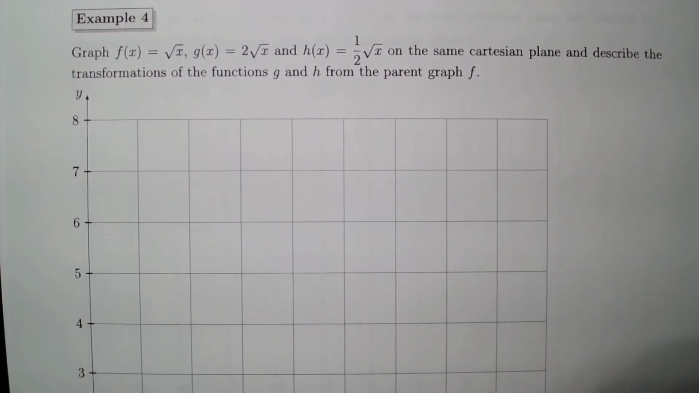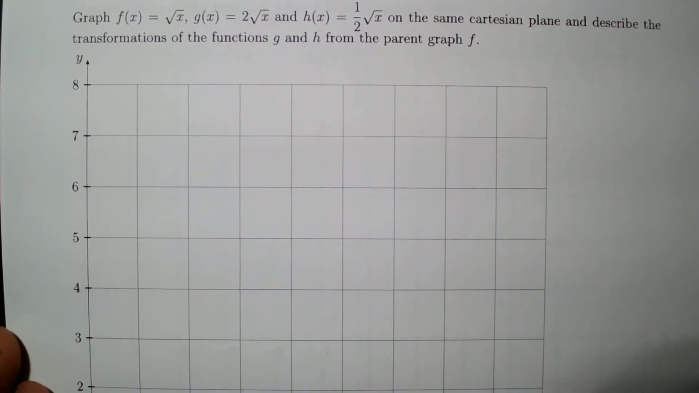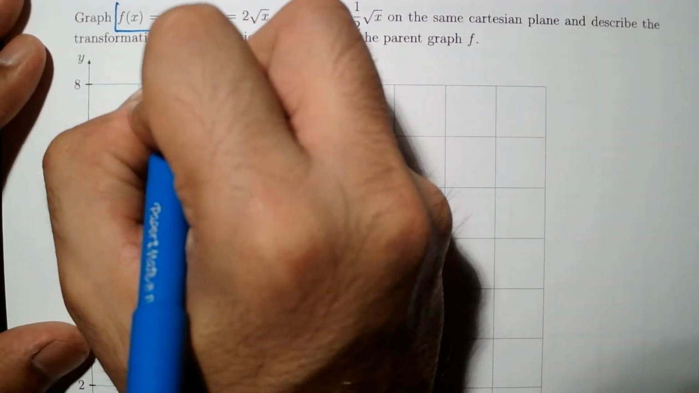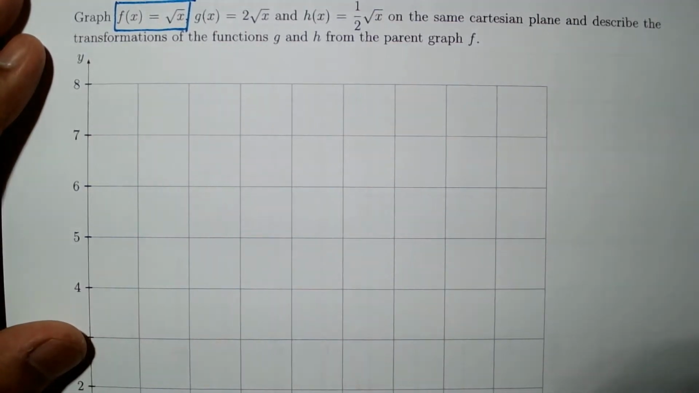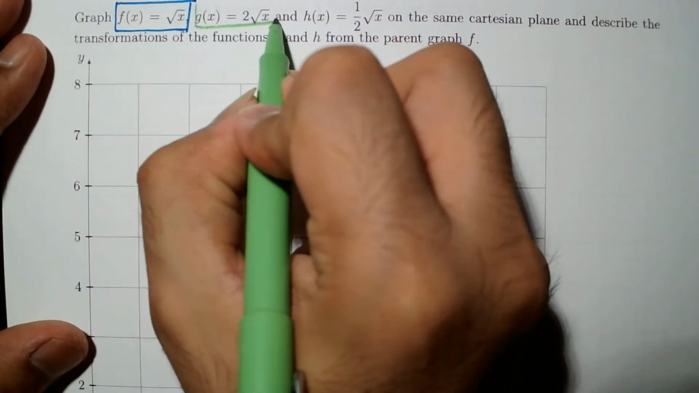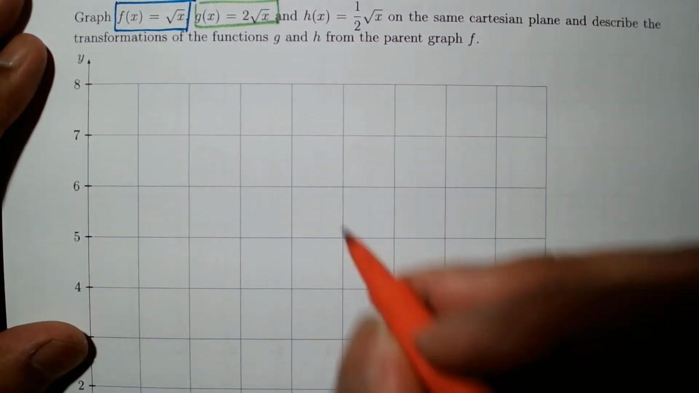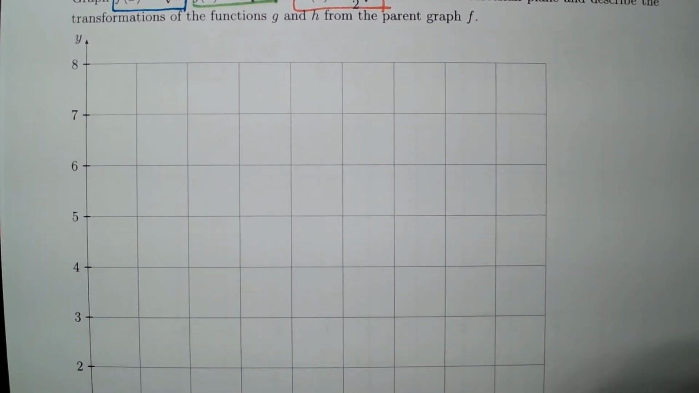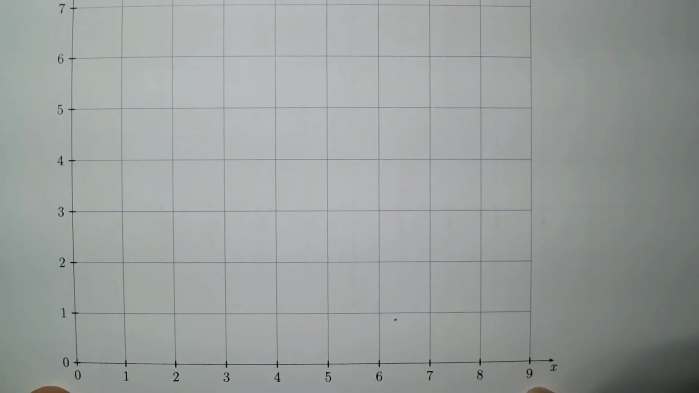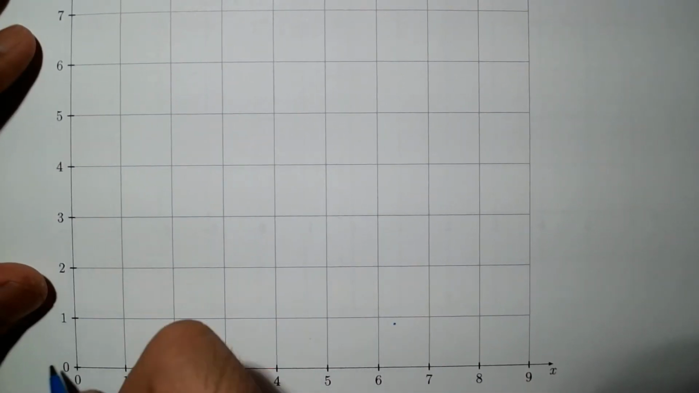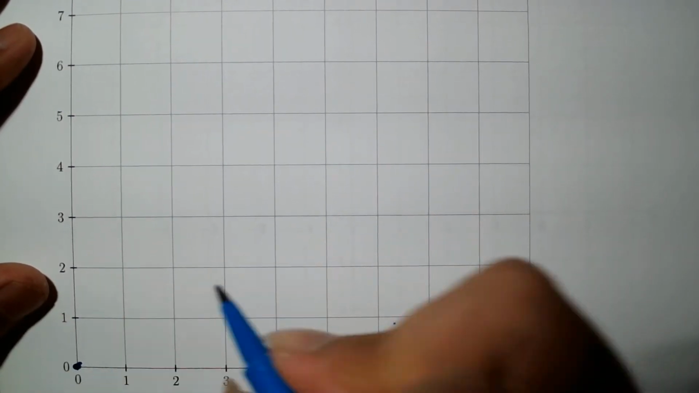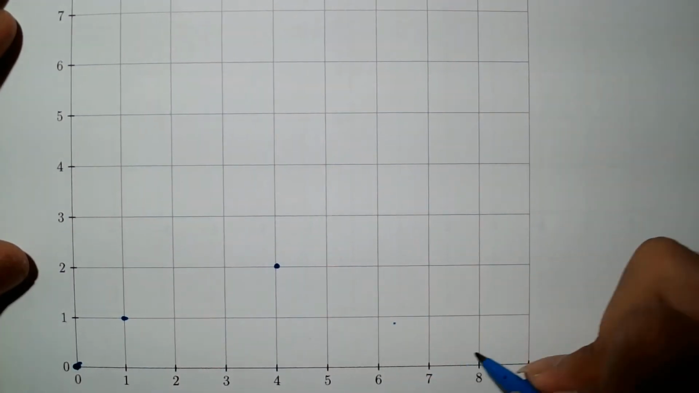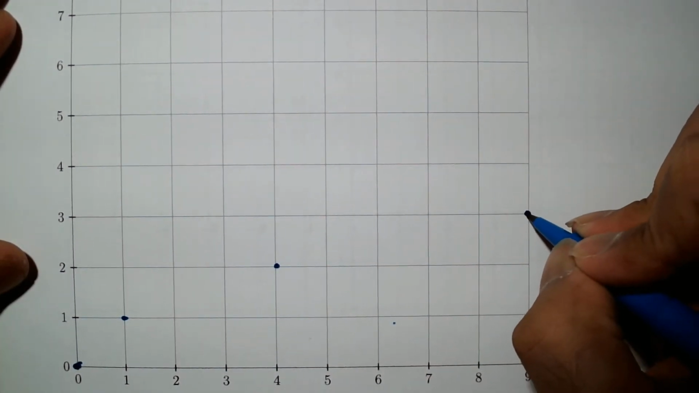So let's look at a couple of examples. I'm going to use the example of the square root of x, 2 times the square root of x, and 1/2 the square root of x. This graph is going to be a little bit bigger this time. (0, 0), the square root of 0 is 0, the square root of 1 is 1, the square root of 4 is 2, and the square root of 9 is 3.